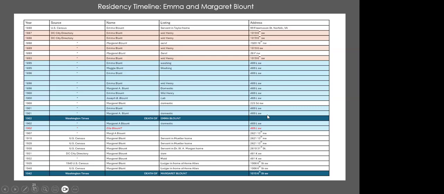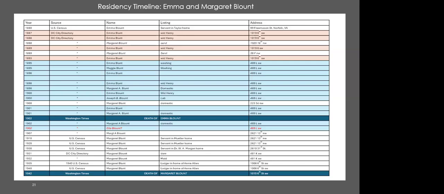And then after Emma's death, Margaret's in the house that same year, and so is someone named Ella Blunt, and I don't have the time to talk about that. After that, that house seems to go away. And Margaret is now living in the homes of the people she's working for until I see her in 1935 and 1940. And at her death in 1942, she's living in the home of a friend. But she's always, with very few exceptions, in Southwest DC.